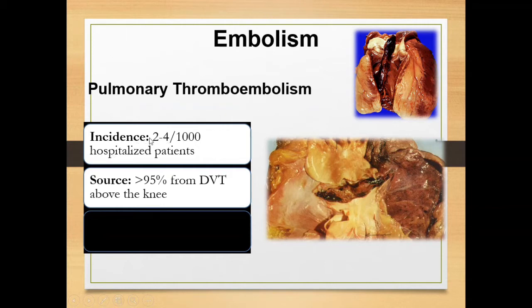Incidence is 2 to 4 patients per 1,000 hospitalized patients. The source is 95% from deep vein thrombus above the knee. This thrombus develops in the deep vein of the leg, and due to prolonged bed rest and stasis, the blood coagulates and a thrombus forms in the deep vein of the leg and causes pulmonary thromboembolism in 2 to 4 of 1,000 hospitalized patients.